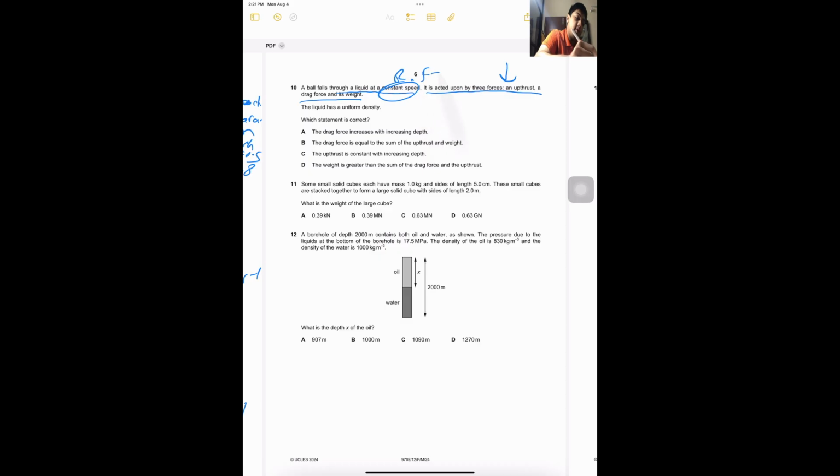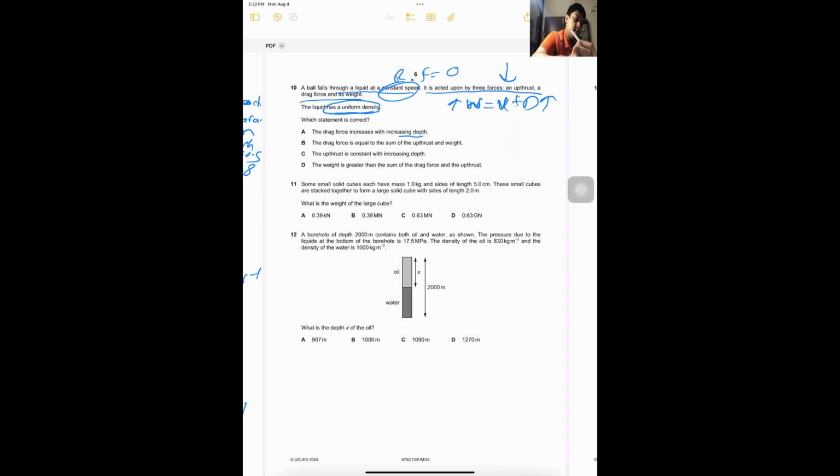So weight will be equal to upthrust plus the drag force. Let's say this is the upthrust and this is the drag force. The liquid has a uniform density. Drag force cannot increase, because if drag force increases, weight has to increase, which is not possible because the uniform downward acceleration is 9.81. So that is not possible.